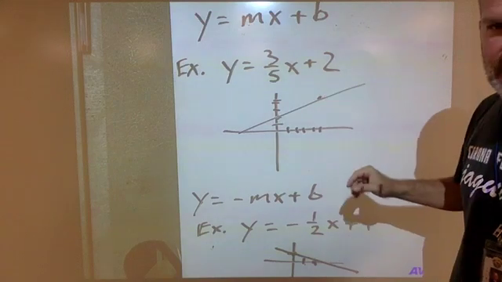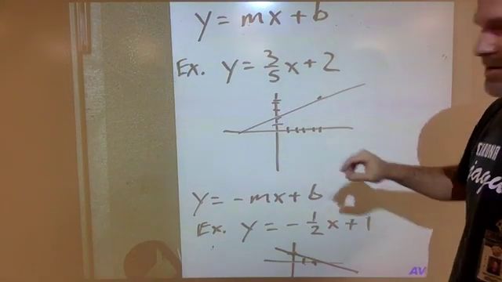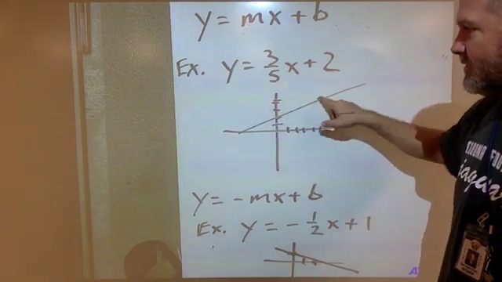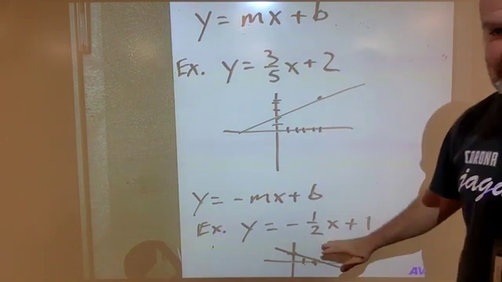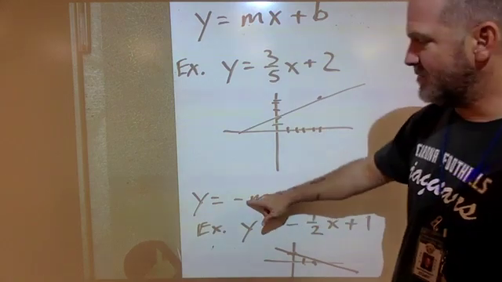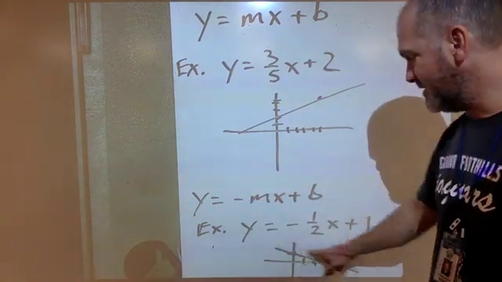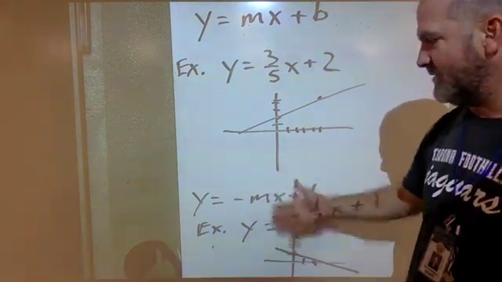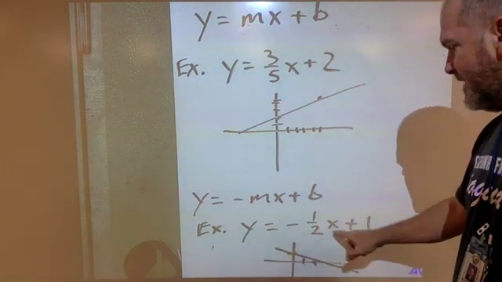I actually graphed it correctly, but I'm not too concerned with that right now. I put the dot at 2, I went up 3 and over 5. Right down here, y = negative mx + b. Now your slope is negative. Now your line is going down, and I gave you an example of a negative slope. Negative 1/2 x + 1.